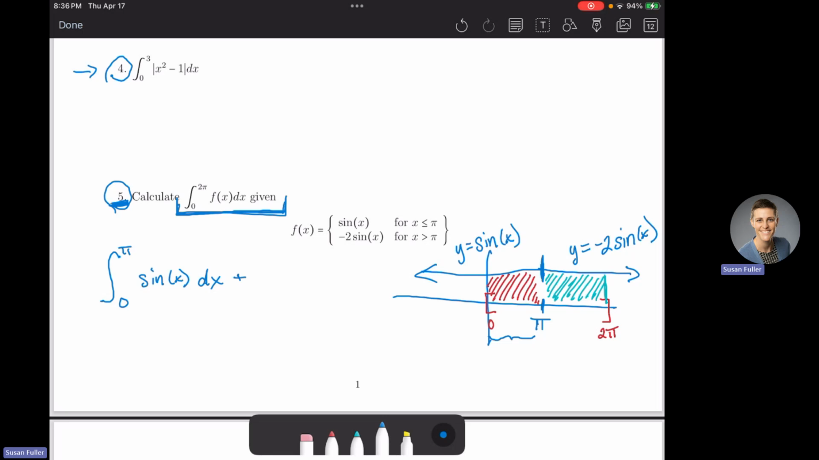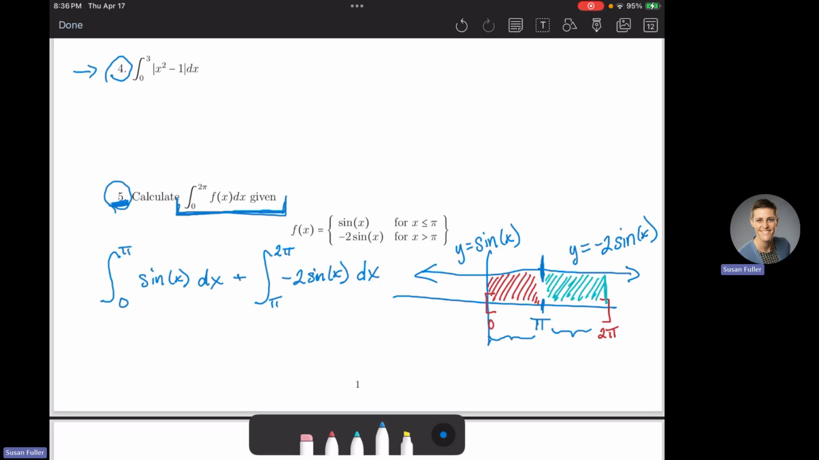And then we are going to add to that the integral from pi to 2 pi. And from pi to 2 pi, the area that we're finding is going to be between -2 times the sine of x and the x-axis. So that's the function that we are going to integrate from x equals pi to 2 pi.